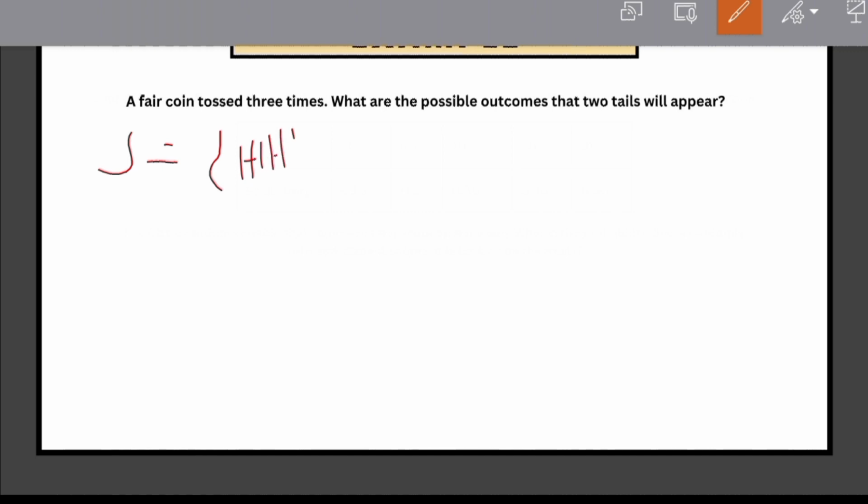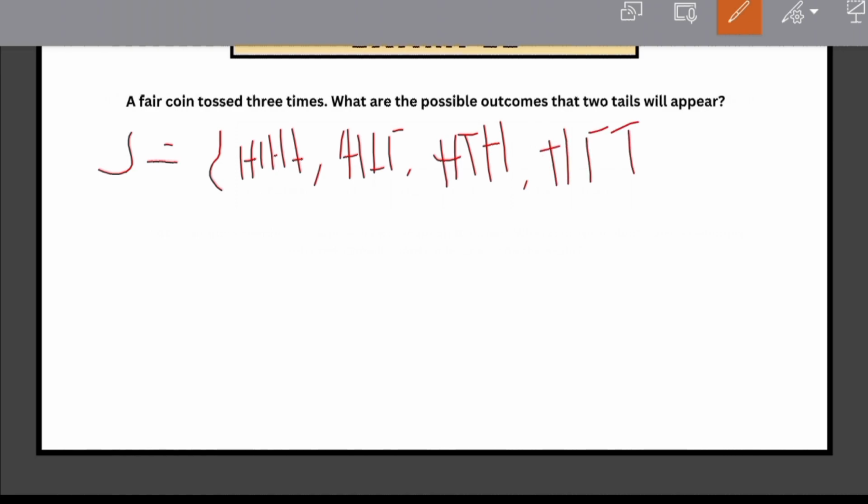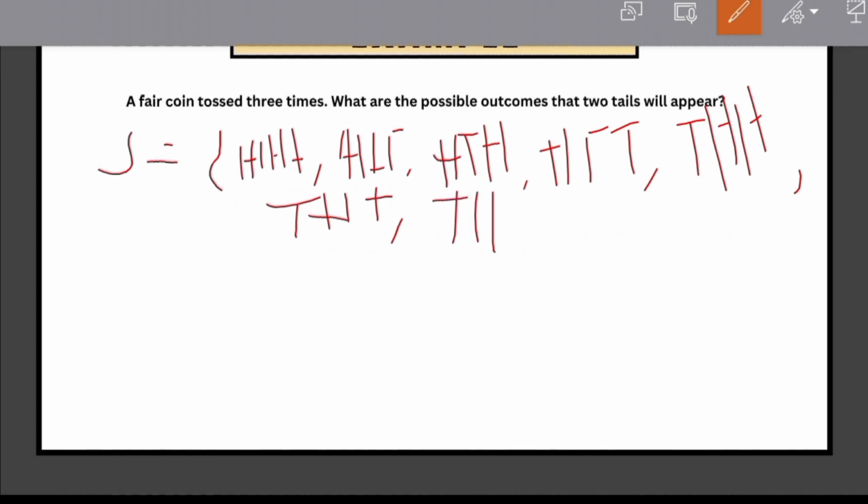H, H, H, H, H, T, H, T, H, H, T, T, T, H, H, T, H, T, T, T, H, and T, T, T. Sorry, these are all our sample spaces. And using this formula, we can calculate the probability for the different values of X. So as we said before, we may assign the values 1, 2, 3, and 4.